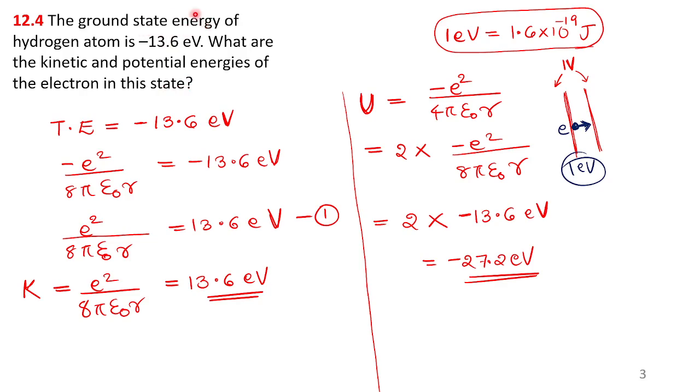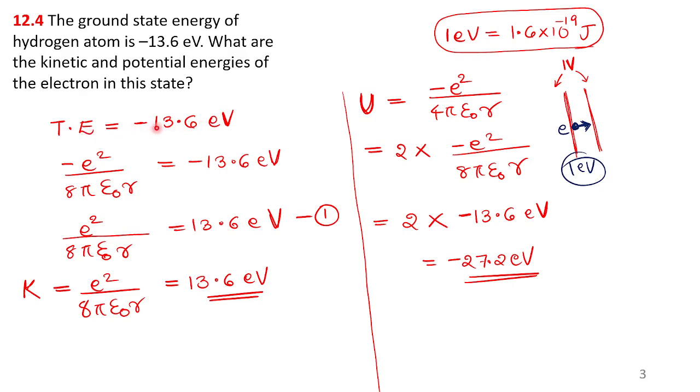The ground state, that is the first orbit. The electron is revolving in the first orbit. The diagram is not required for now. The total energy of the electron is this one. The ground state energy means total energy. The total energy of the revolving electron is given to us. That is written here: total energy of the revolving electron is minus 13.6 electron volt. Clear?